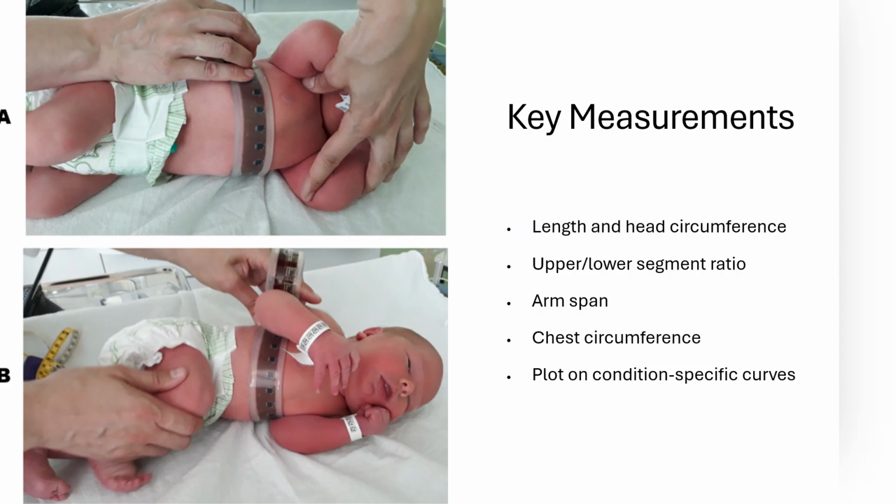These specialized curves help us track whether a child's growth pattern follows the expected trajectory for their specific condition, enabling us to identify complications early and adjust treatment plans accordingly.